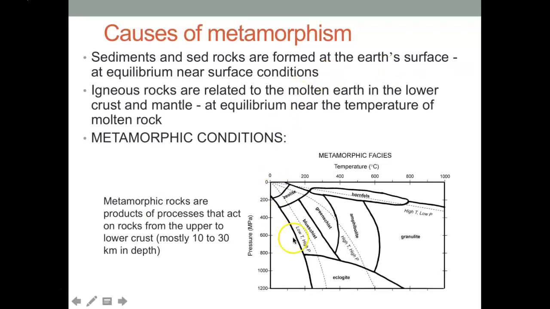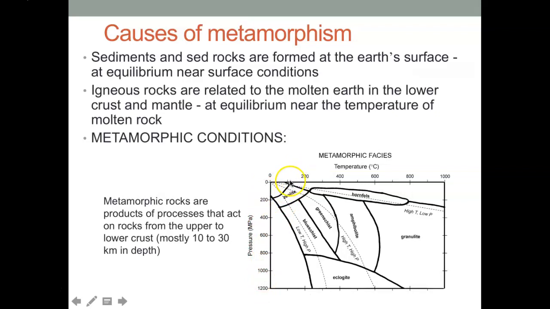And notice there's some labels on here. In the background, these words hornfels, amphibolite, granulite, those are areas on this temperature pressure diagram where a certain assemblage or suite of rocks are known to form during metamorphism. So temperature increases to the right and depth and pressure increases top to bottom.